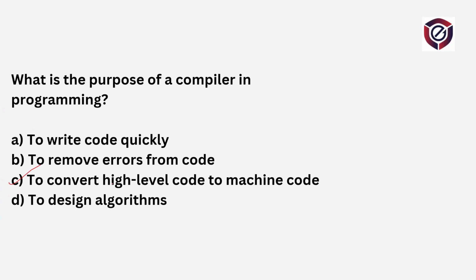So machine code is nothing but code that is understandable by the computer or the machine. So the correct option is option C, to convert high level code to machine code. The other options are not the jobs of compiler. They may be the jobs of assembler or any other part.